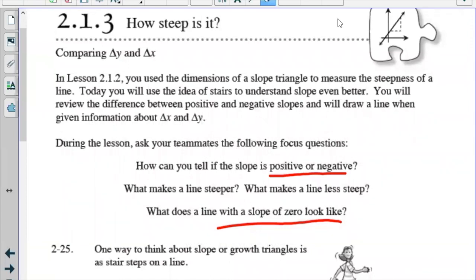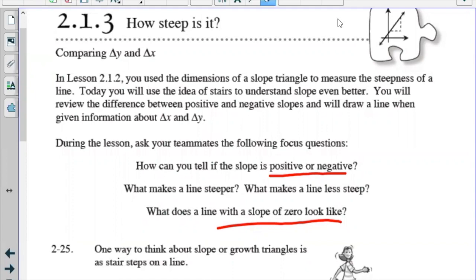We have 2, 1, 3. How steep is it? We're comparing delta y and delta x. Previously, we have looked at dimensions of slope triangles to measure the steepness of a line. Today, we'll look at the idea of using stairs to help better explain this.